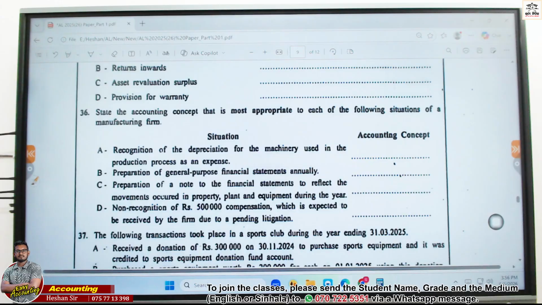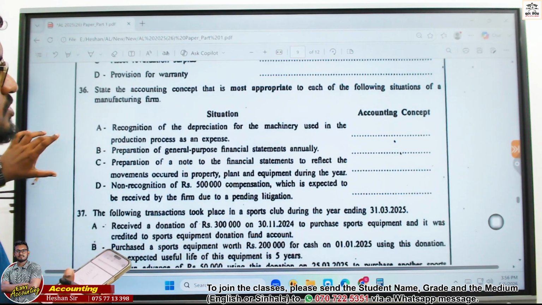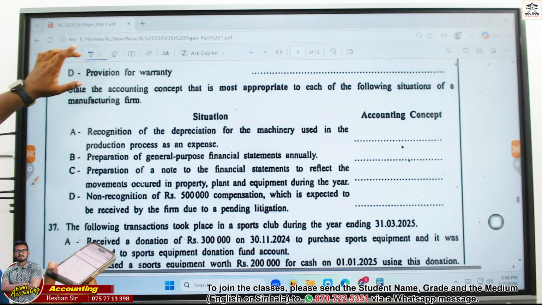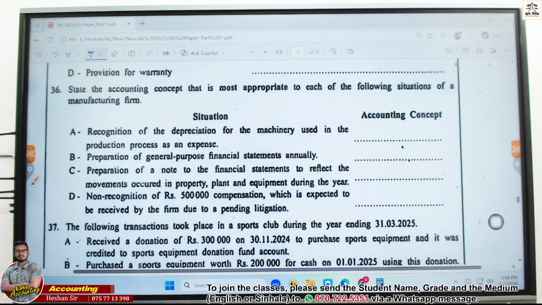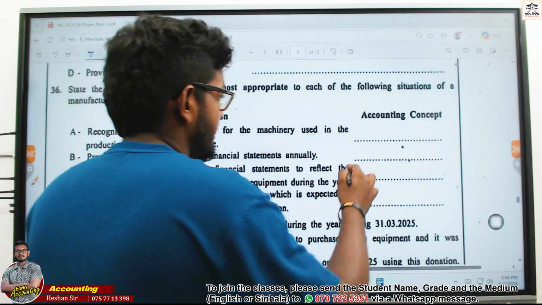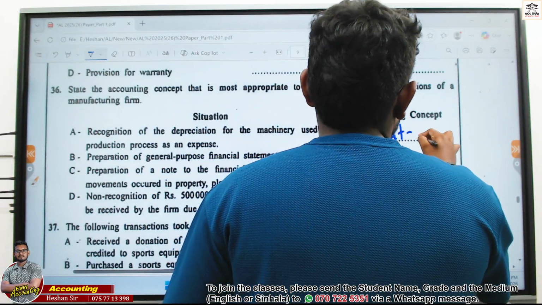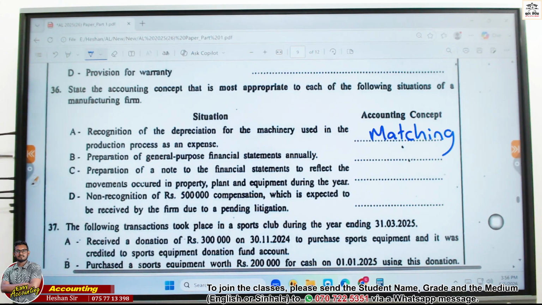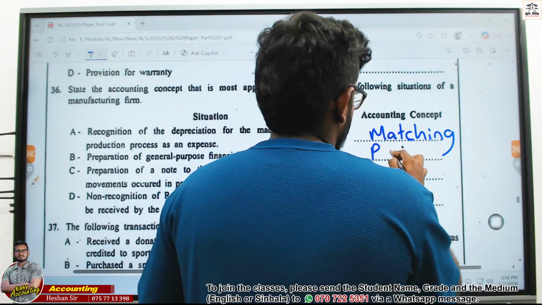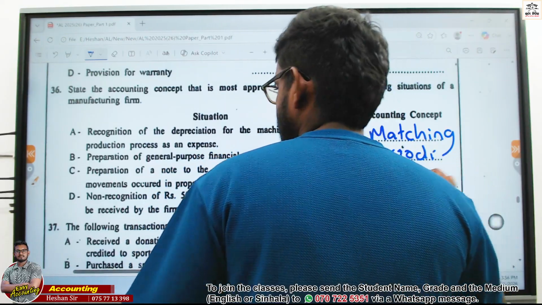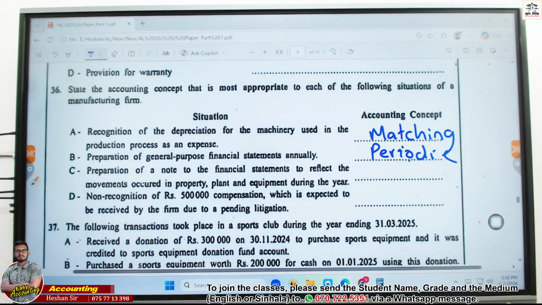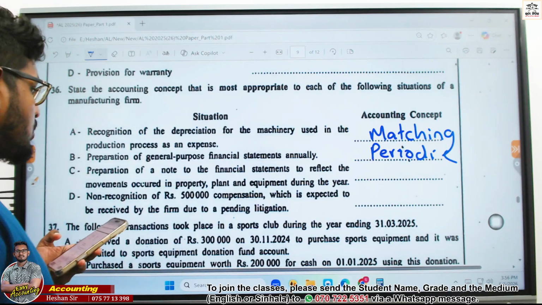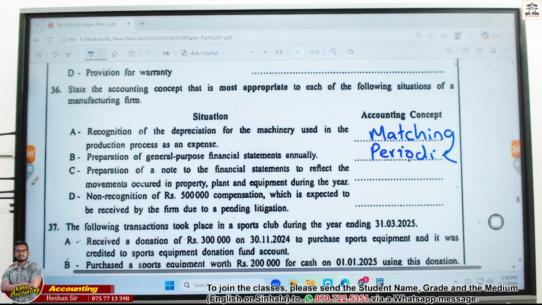State the accounting concept that is most appropriate to each of the following situations of a manufacturing firm. Recognition of depreciation for the machinery used in the production process as an expense, that is matching. Matching is all about expense against income. Preparation of general purpose financial statements annually, that is the periodic concept.